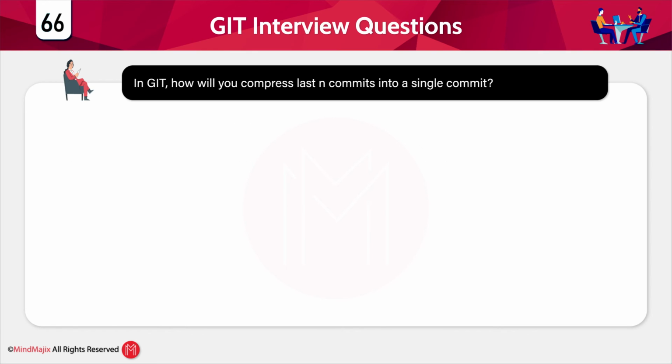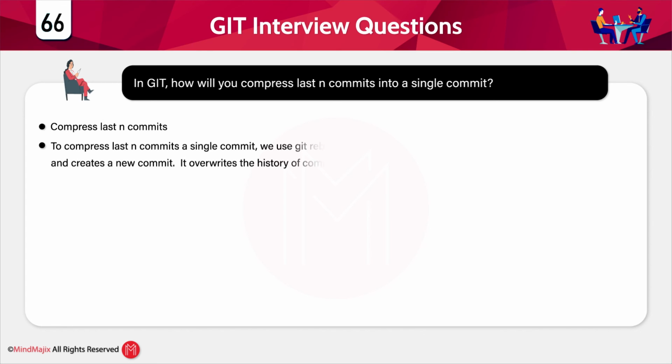In Git, how will you compress the last commits into a single commit? To compress the last 10 commits into a single commit, we use what? The git rebase command. This command compresses multiple commits and creates a new commit. It overrides the history of commits.